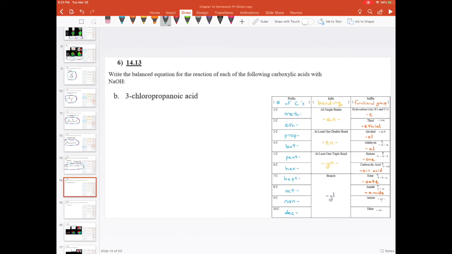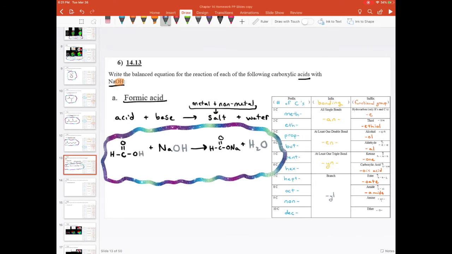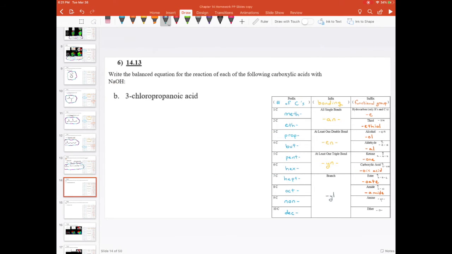Now that same reaction is just going to be written over again. The only difference is we're going to have a different carbon chain to the left of the carbon in the carboxylic acid here. Otherwise, this will be exactly the same. So first, let's draw our acid. And first, we know that we're going to have an acid plus a base, giving us a salt and water.